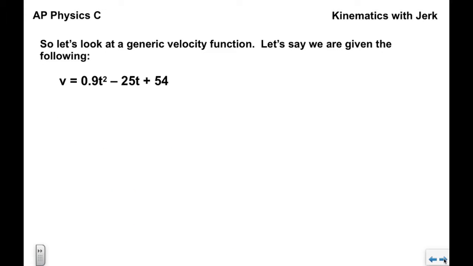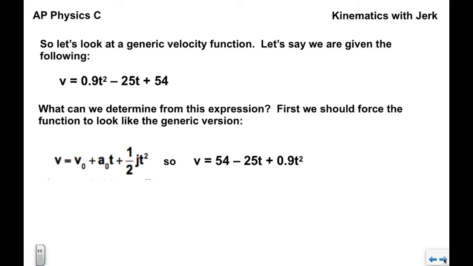Now, if we look at a generic velocity function, let's say we're given the following: v equals 0.9 t squared minus 25 t plus 54. Again, it's just a polynomial expression in t that doesn't have any units in it. Based on just what the function tells us, we can get a lot of information from it. First, we want to force it to look like the generic version. The 54 you could consider a constant. That's the initial velocity v0. We'll move that to the front here.